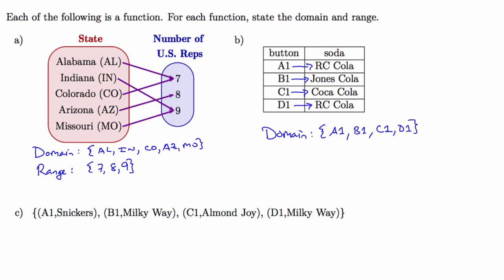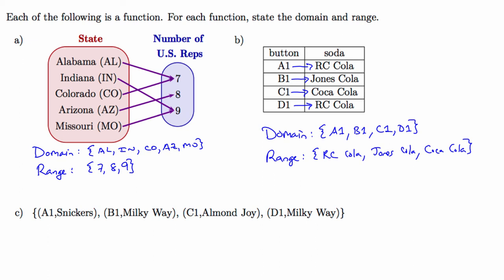The range, on the other hand, is the type of soda that you can get out of this vending machine. In this case, the range will be the set RC Cola, Jones Cola, and Coca-Cola. Even though two separate buttons give us RC Cola, we only need to list RC Cola once in the range. Because we're only listing the possible outputs, we don't need to account for how many times they're used as an output.